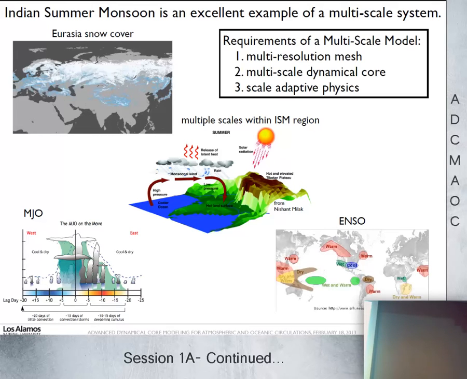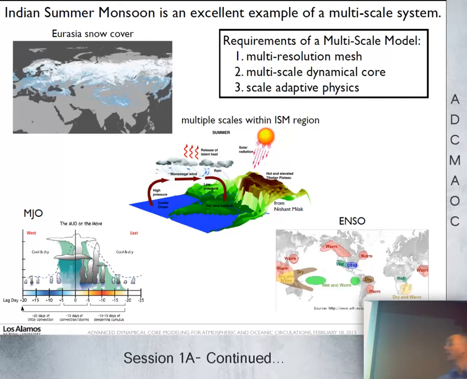So this boils down to three things, and I'm going to come back and touch on this again and again. In my view, there are three requirements we have to meet in order to do a good job at multi-scale modeling of the climate system. First, we need a multi-resolution mesh. I'm going to talk about that today. Then we need a discretization of the primitive equations and Navier-Stokes equations that is valid with multiple scales present.